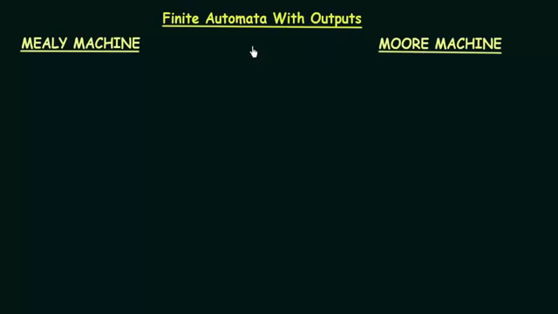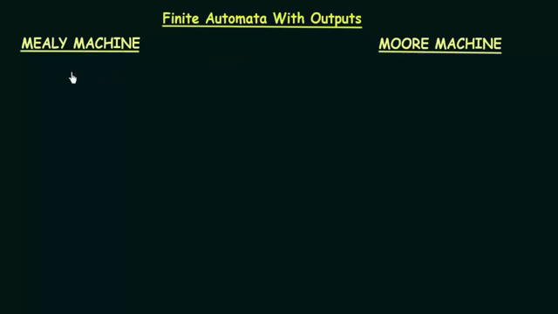Till now we have seen finite automata without outputs, and from this lecture onwards we will be learning about finite automata with outputs. In all the previous lectures, the automata that we discussed had only inputs associated with them and there were no outputs. In finite automata with outputs, along with inputs there are also outputs that are given by these automata. So let's see what they are.